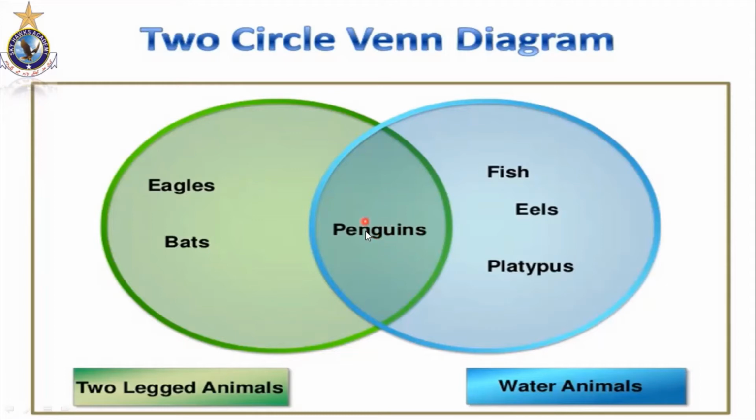So penguins are also included in the water animals, and penguins have two legs also. That's why this area is the common area, or common feature, or common animals between these two kingdoms. So in this way, the common area can be overlapped between the two circles.